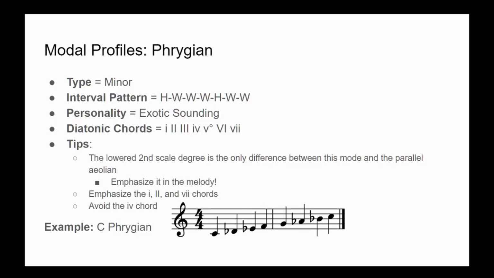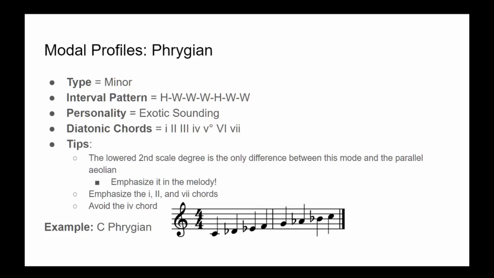The emotional personality of the Phrygian mode is very exotic. You can think of Egyptian style music from film scores. The diatonic chords of the Phrygian mode are a minor 1, a major 2, a major 3, a minor 4, a diminished 5th, a major 6th, and a minor 7th.